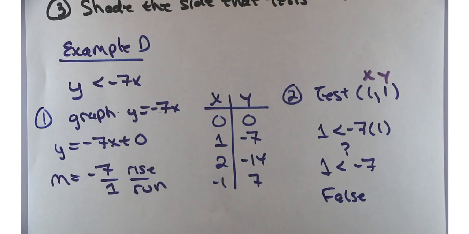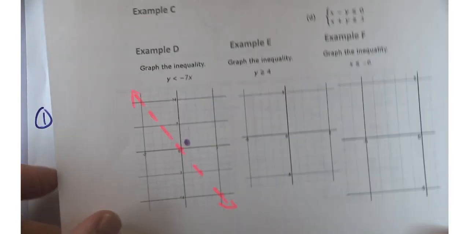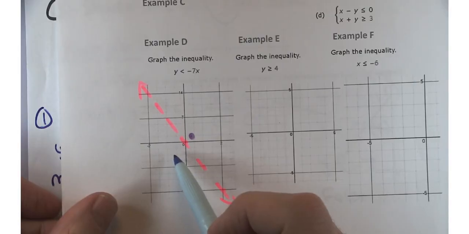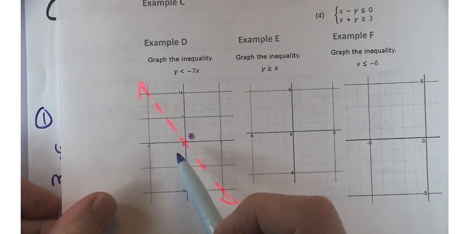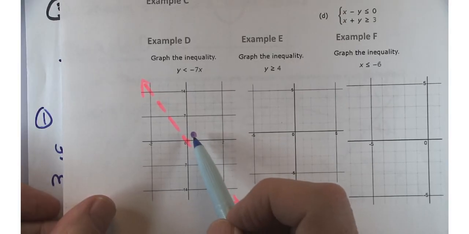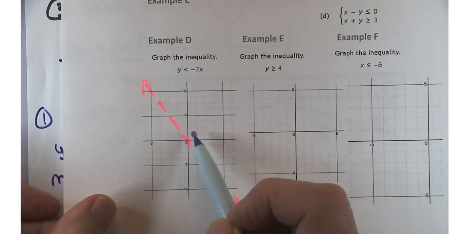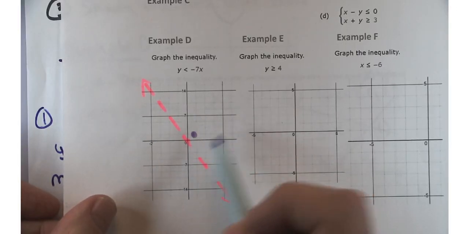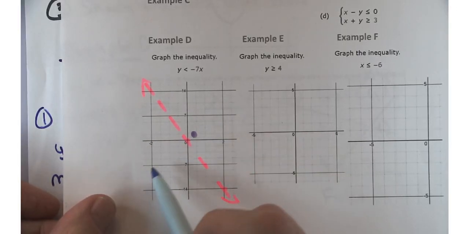Now, if you wanted to be really thorough, you could test the other side of the line, something down here, and it should test out true. What I'm going to suggest to you is you really only need to test one point. If it tests out true, you shade that side of the line. If it tests out false, you're going to shade the other side of the line.